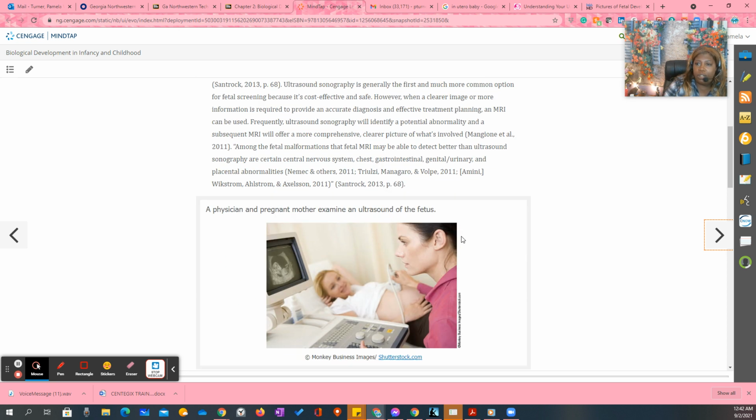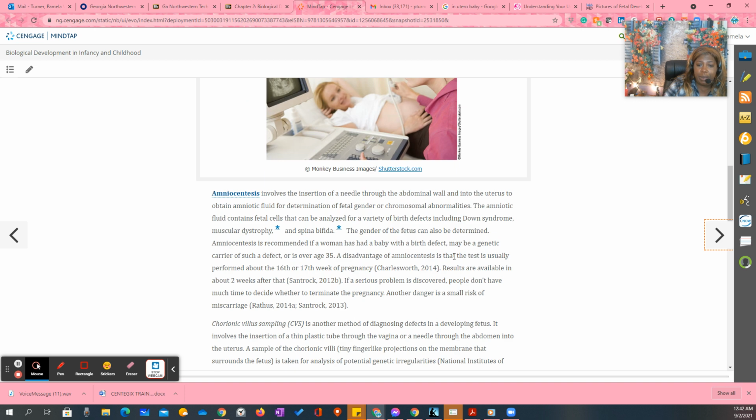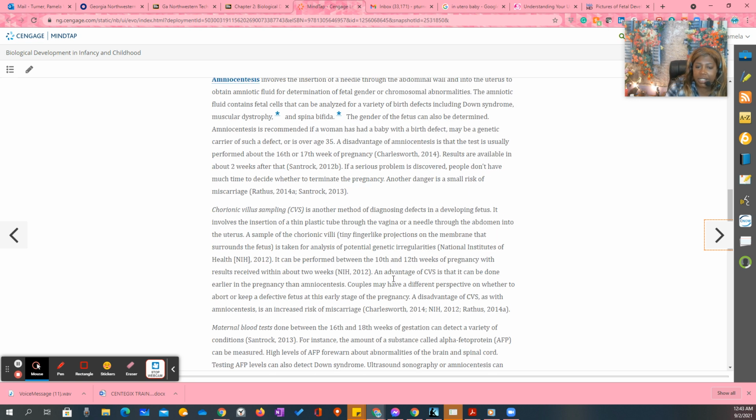Now we have these wonderful, lifelike procedures so that you can see the baby. I'm old, so my kids didn't have that. But amniocentesis can look for muscular dystrophy, spina bifida. Also, the gender of the baby can be determined at that age. Okay. And like I said, anybody over 35 is at a higher risk.